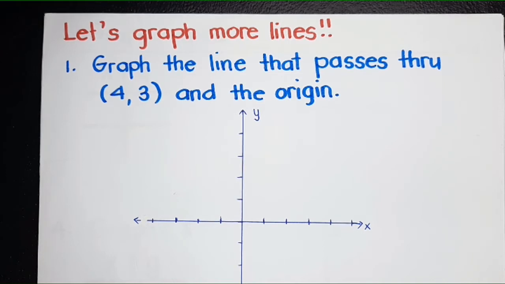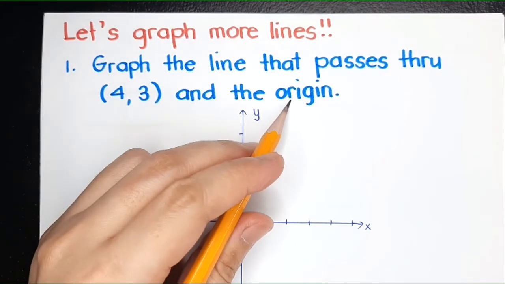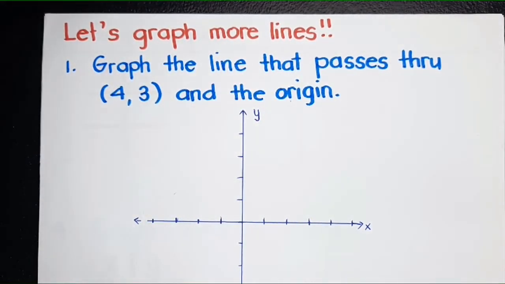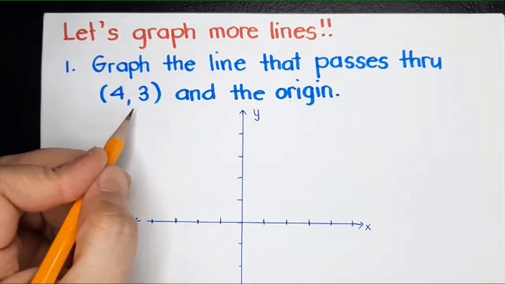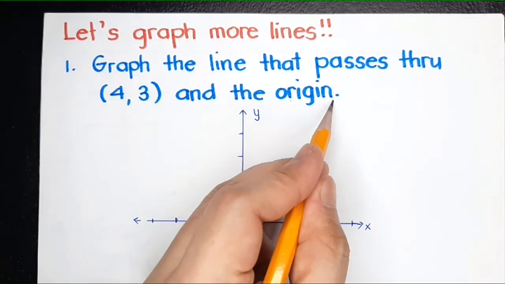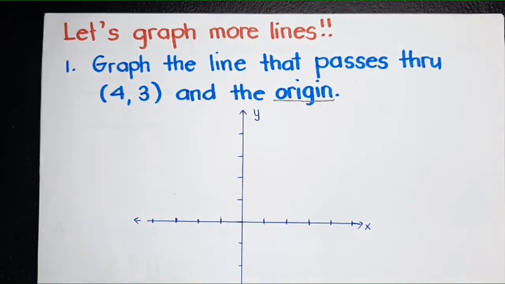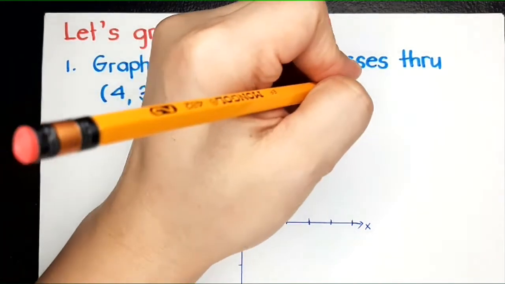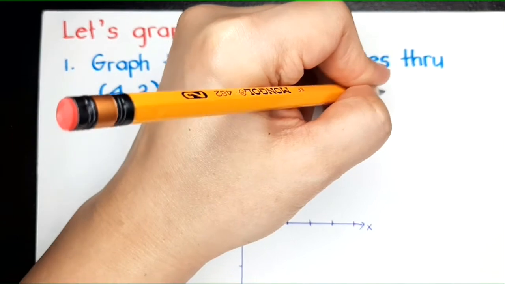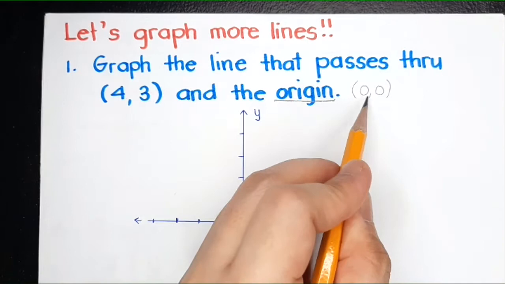Okay, so for number 1, you're asked to graph the line that passes through the given point, 4, 3, and the origin. So madali lang yan kasi you have 2 points here. This is point 1, and then where's the second point? Here. Ano ang ordered pair na nagre-represent kay origin? The origin has coordinates 0, 0.